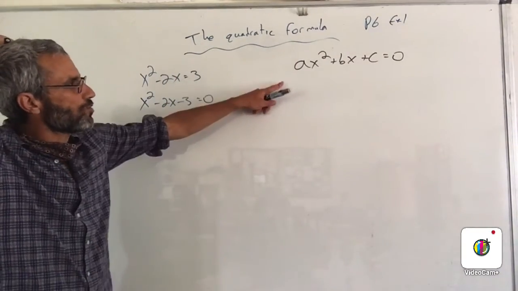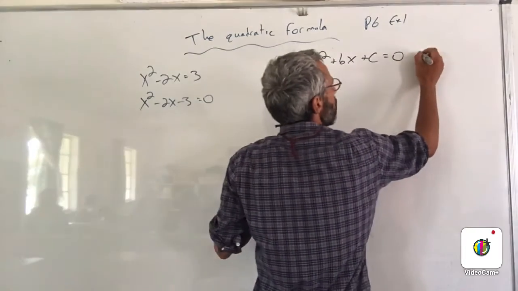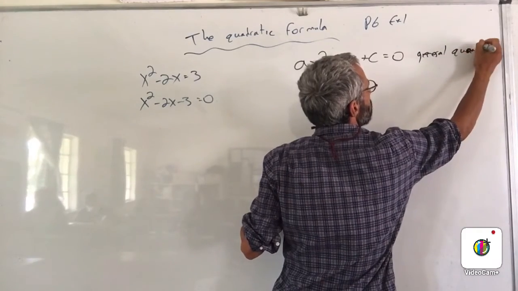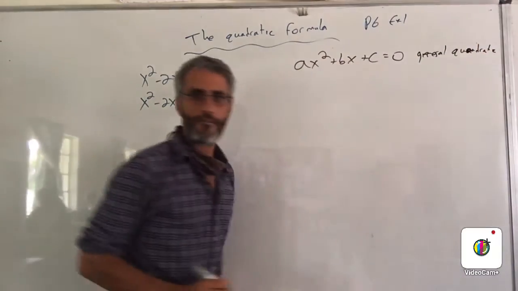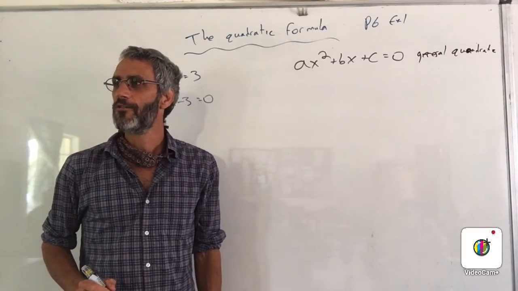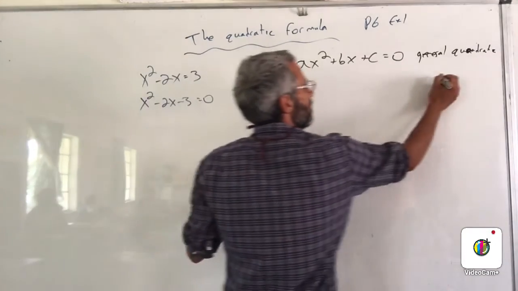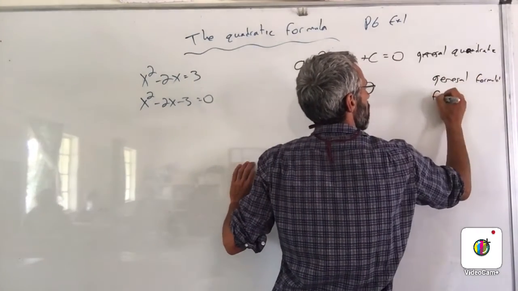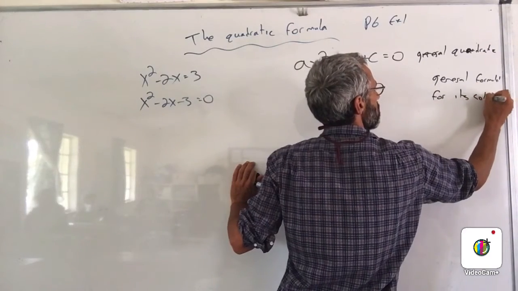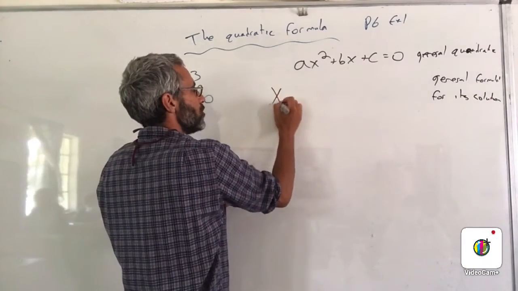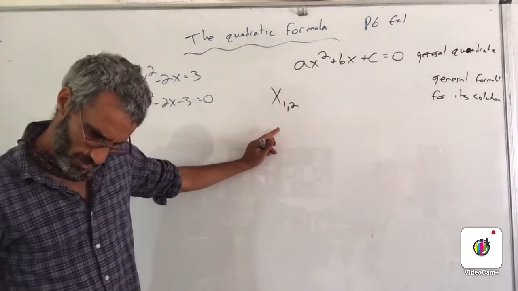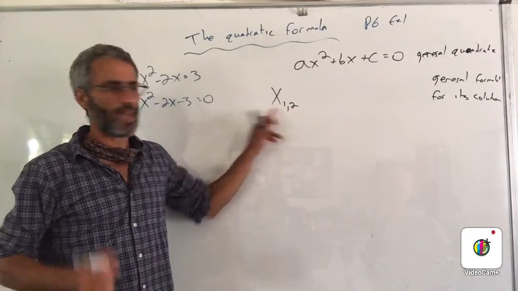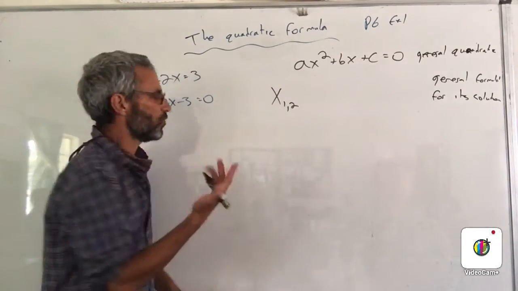Now, that's a general quadratic equation, then we have a general formula for its solutions. Our solutions are always going to be x1, 2. This is how I write it. How does the book write it? They don't write the 1, 2. Why do I mean 1, 2? Well, that means there's two solutions generally. You don't have to write it. I'll work with the book.